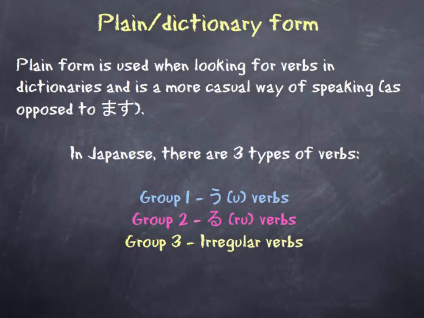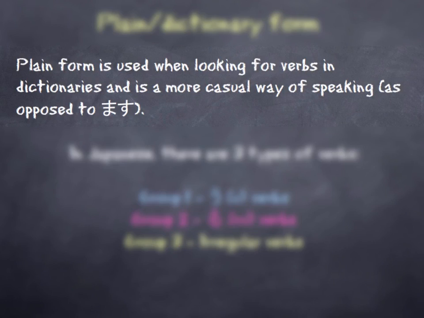Hey guys, today we're going to have a look at how to make plain or dictionary forms of verbs. So the plain form is used when looking for verbs in dictionaries, and it's a more casual way of speaking as opposed to the masu form.